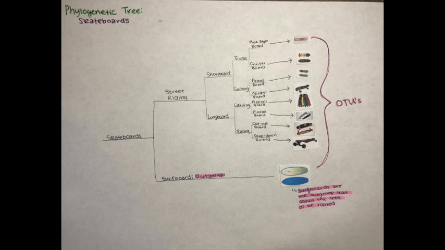The particular tree that we are looking at today is what is considered a rooted tree, as it has an outgroup, surfboards, that is an OTU that is known to have diverged earlier than all other OTUs. The outgroup, surfboards, roots the tree such that all other OTUs share a common ancestor.